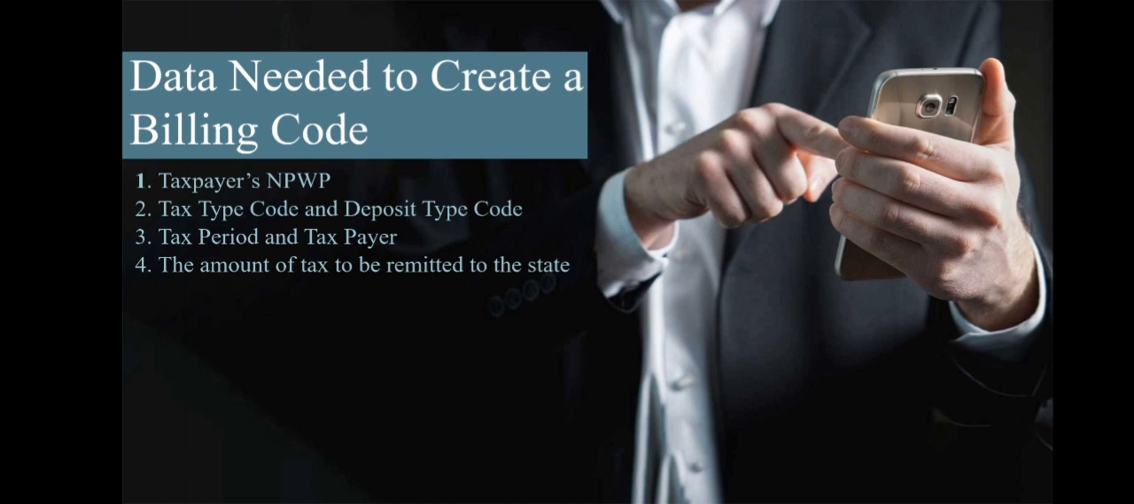So there are several data needed to create a billing code. The first one is the taxpayer's NPWP. The second one is tax type code and deposit type code. The third one is tax period and taxpayer, and the last one is the amount of tax to be remitted to the state.